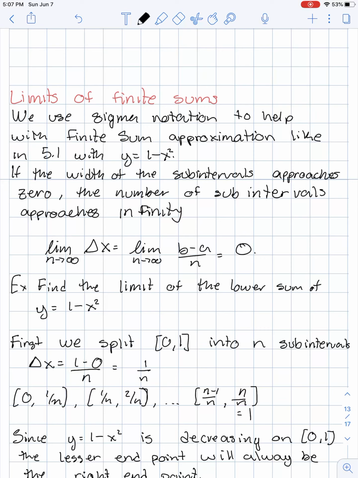So we're going to find the limit of the lower sum of y equals 1 minus x squared. First we need to split 0 to 1 into n even subintervals. So delta x is 1 minus 0 divided by n, which is just 1 over n. Our first interval is from 0 to 1 over n, then 1 over n to 2 over n, and so on. Our final interval is n minus 1 over n to n over n, which is equal to 1.